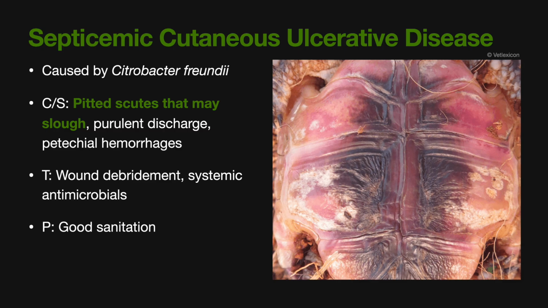This is a condition caused by the bacterium Citrobacter freundii. Clinical signs include pitted scutes, which are the shell scales, and these scutes may slough, revealing purulent discharge from the shell. You may also see petechial hemorrhages. Treatment involves wound debridement and systemic antimicrobials. Good sanitation is the main preventative measure for this condition.